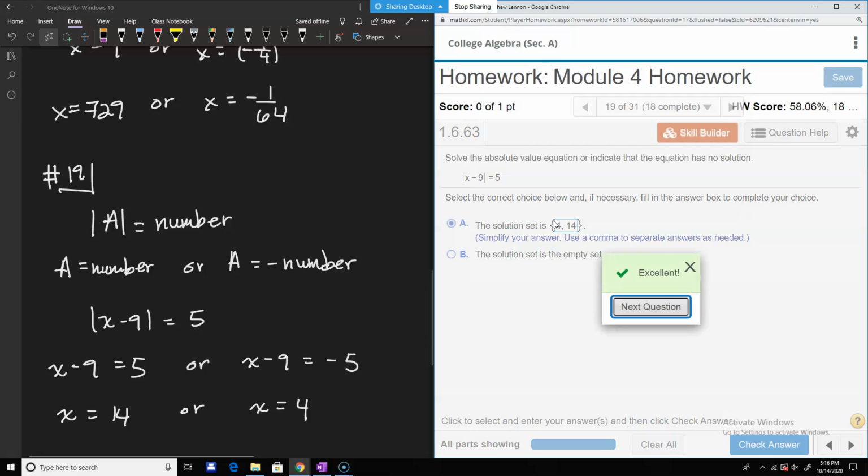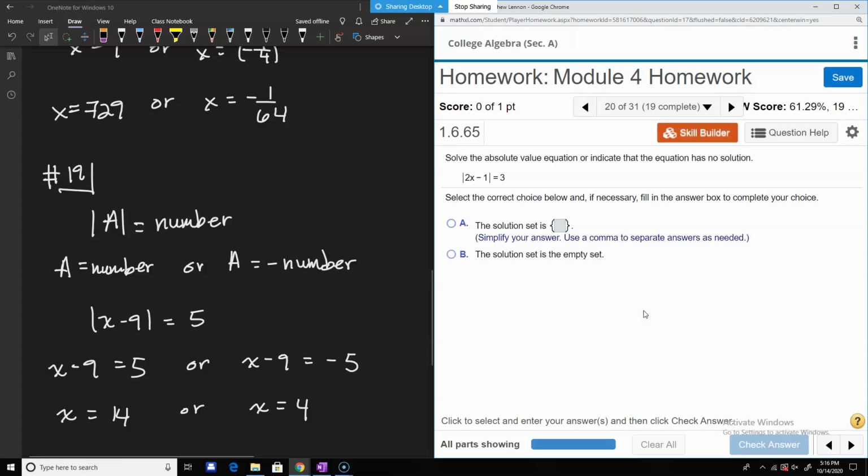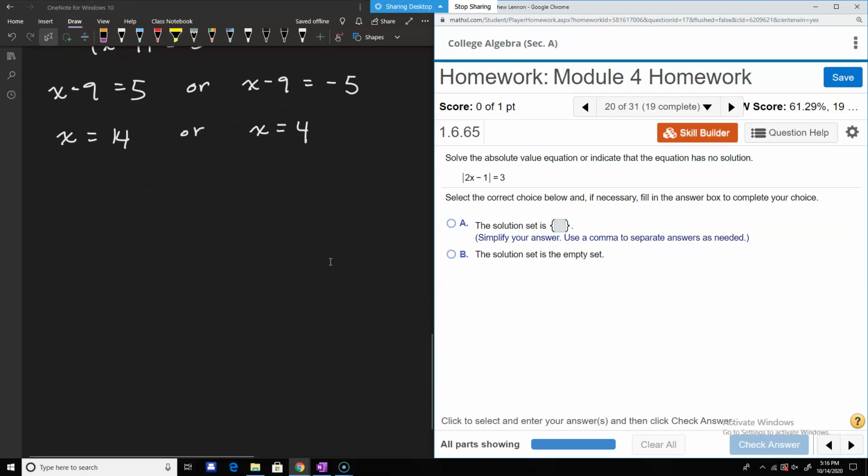Any questions on that? So that's the setup every time. If you do have a bunch of junk on one side, one point to make is you want to isolate that absolute value before you do the step that turns it into two equations. You have to isolate it the same way we isolate variables when solving linear equations. Same here, so go through the same rigmarole.